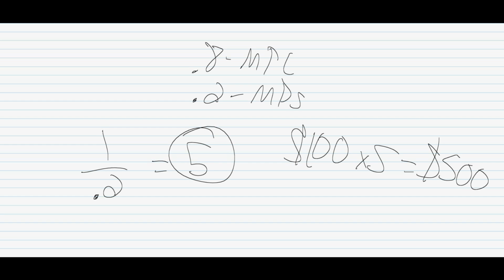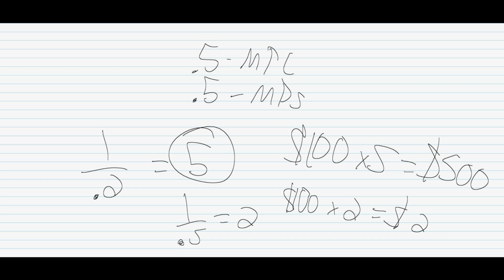Also, let's say the MPS, instead of 0.2, was 0.5, so that means MPC has to be 0.5 because they have to add up to 1. 1 over 0.5 is going to equal 2. So $100 invested in the economy is going to have a $200 impact.